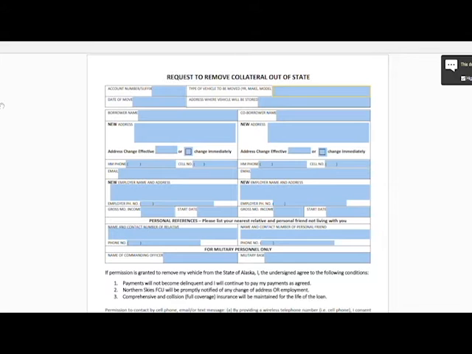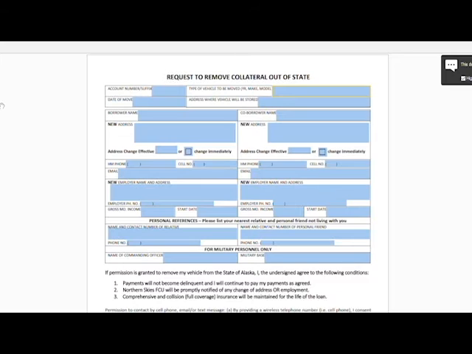Today we're going to look at the request to remove collateral out of state. This form is used if a member is going to take collateral out of state, for example, a vehicle, a motorhome, a four-wheeler. The reason that we need this form and this information is if something goes wrong and we need to try to collect on this loan, we need to know where our collateral is.